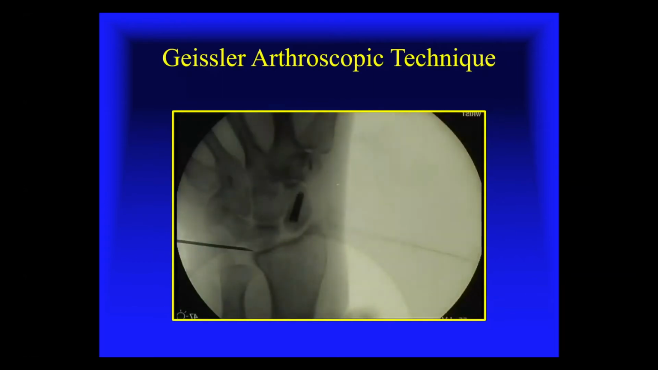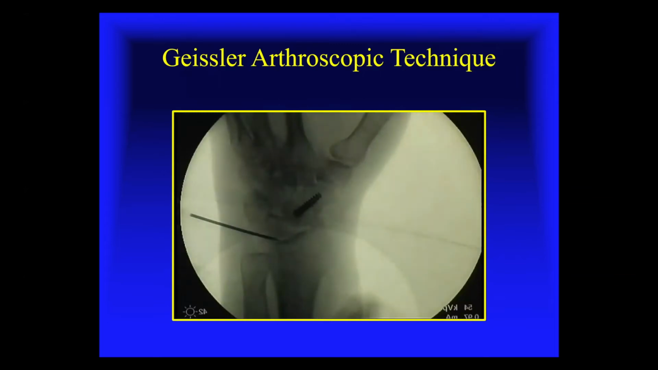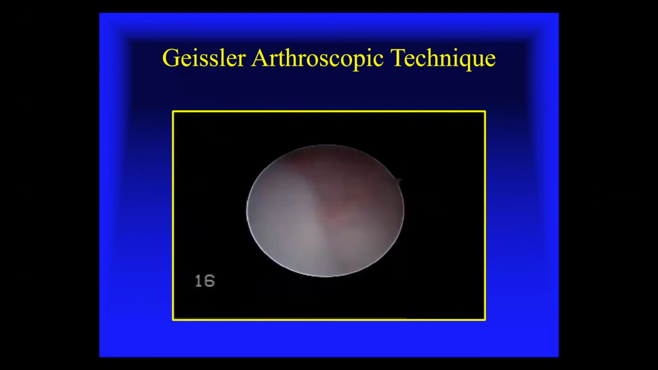There's our reduction. Maybe we could use a little bit longer screw, but I think it went across. Now we go back to the midcarpal space and evaluate our reduction. I think we got good compression. There's no rotation to the fragments. So we got a good reduction.